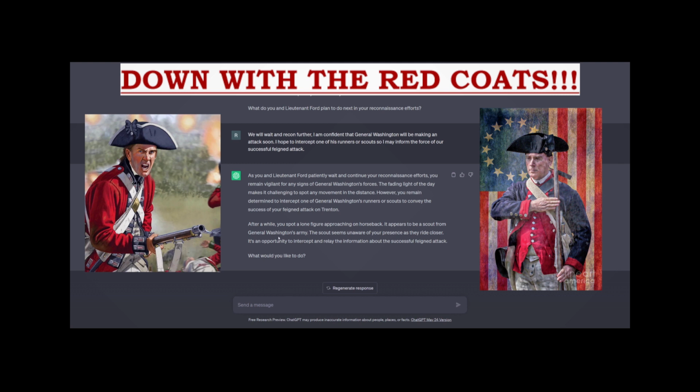After a while, you spot a lone figure approaching on horseback. It appears to be a scout from General Washington's army. It's an opportunity to intercept and relay information. What would you like to do?